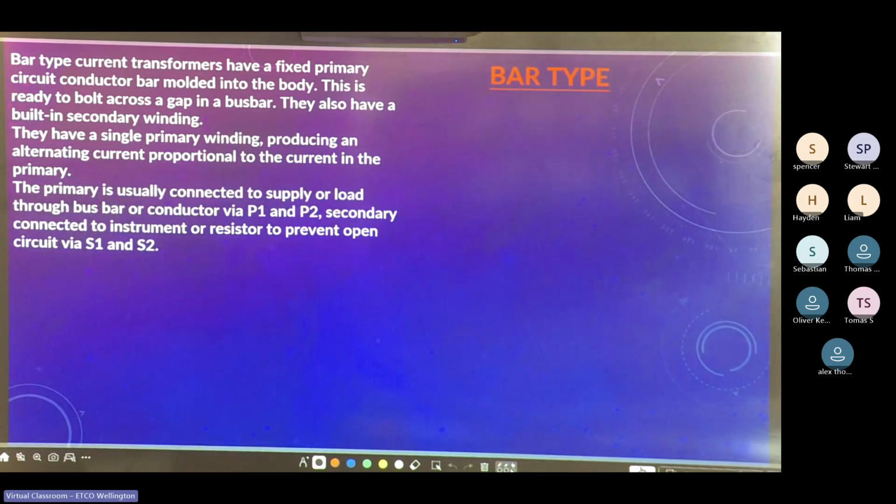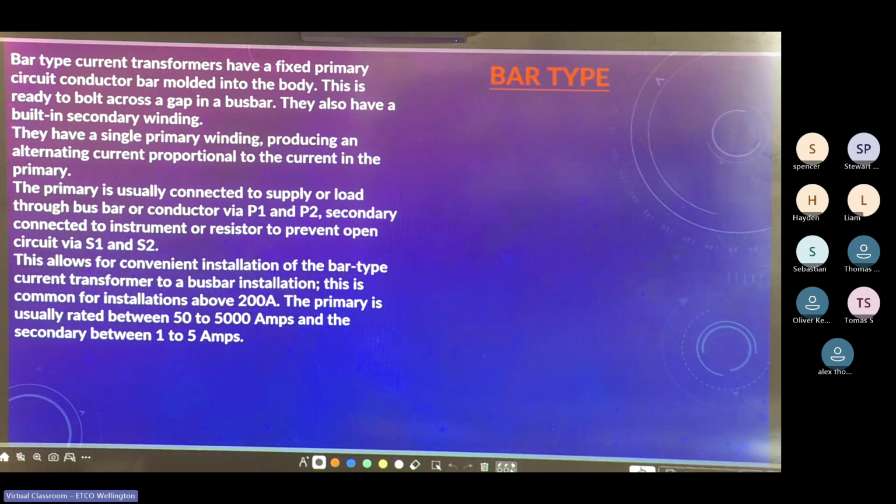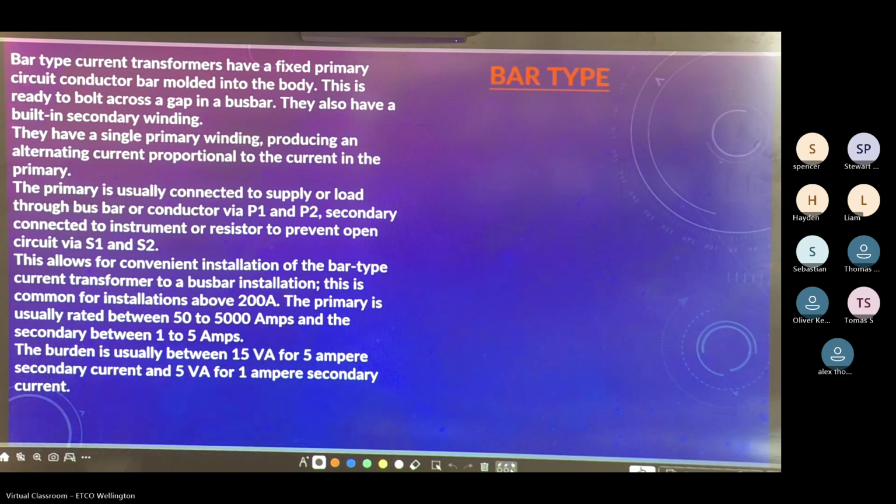The primary is usually connected to supply or load through busbar or conductor via P1 and P2, and the secondary is connected to an instrument or resistor to prevent open circuit via S1 and S2. This allows for convenient installation of the bar type transformer to a busbar installation. This is commonly for installations above 200 amps. The primary is usually rated between 50 to 5,000 amps and the secondary between 1 to 5 amps. The burden is usually between 15 VA for 5 ampere secondary current and 5 VA for 1 ampere secondary current.